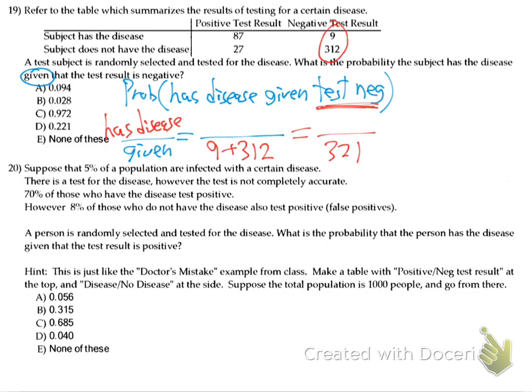So it's out of those people, so it's just the 9. Out of those people, how many actually have the disease? 9 of those people. Divide that one on your calculator, and you get 0.028. Answer B. So that's a given. Good there?